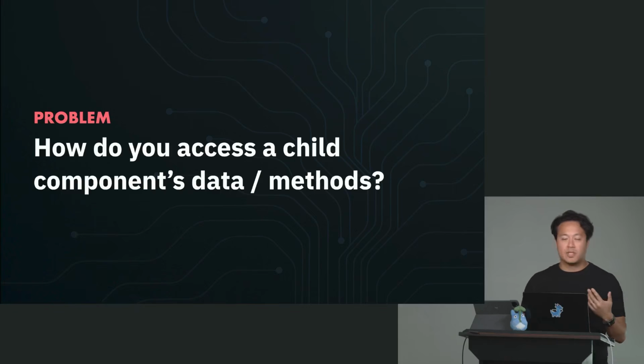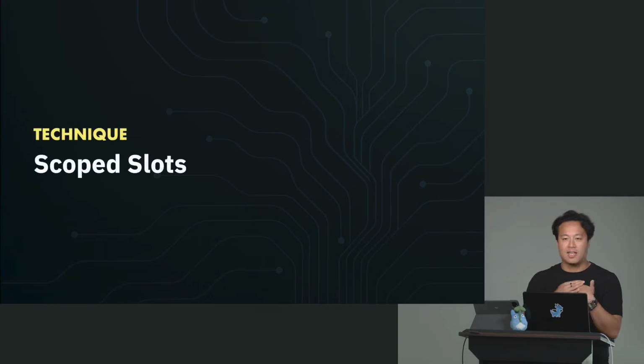However, there are times where you're just simply not going to have the ability to do so. It might be because you're using a third-party library, or maybe you're a library author where you don't know what context your component is going to be ingested in. These are great candidates for this concept known as scope slots.